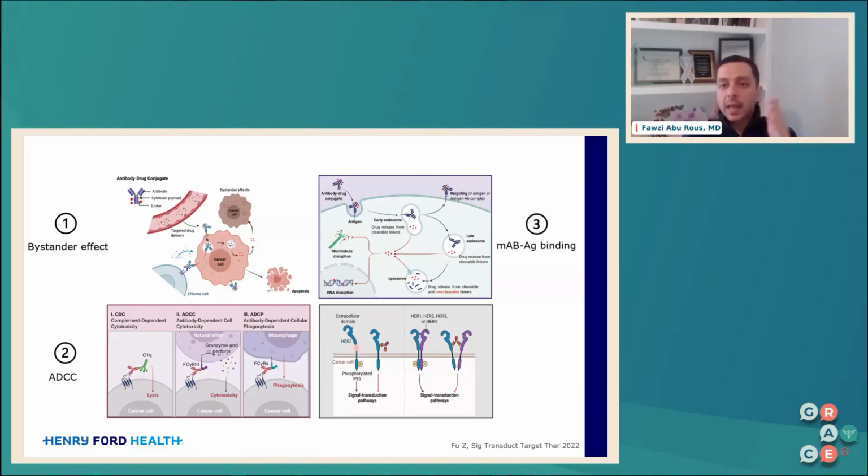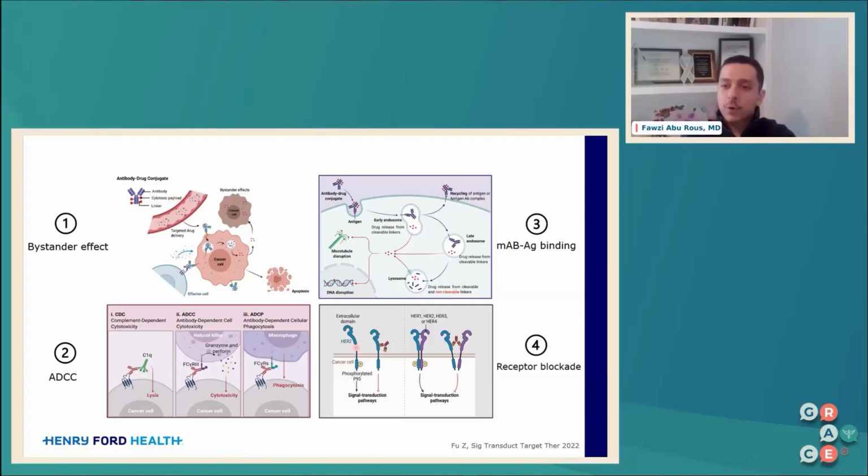Number three is the antibody-antigen binding. So if you guys remember, when we described the antigen, we said that it has to be very important for the cancer cell machinery. So when the ADC binds to the antigen, it gets internalized or swallowed, thinking it's a good thing. So that by itself disrupts the cancer machinery and leads to cell kill, or basically the dying of the cancer cell.